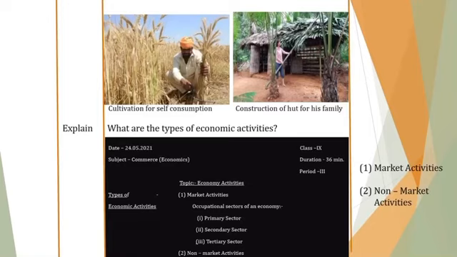Explain. What are the types of economic activities? Student answer, market activity and non-market activity. Teacher explains types of economic activities. First one is market activity. In this, occupational sectors of an economic activity, there are three sectors: primary, secondary, tertiary. And non-market activities. There are two types of activity. First one, market activity, and the last is non-market activities.